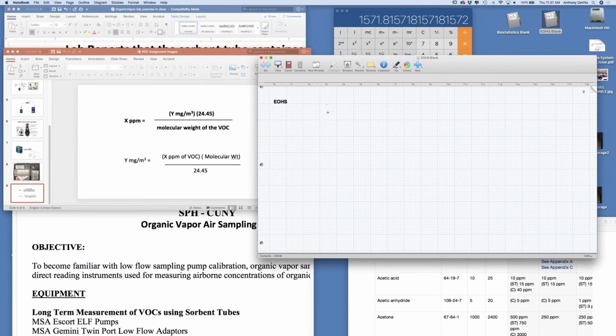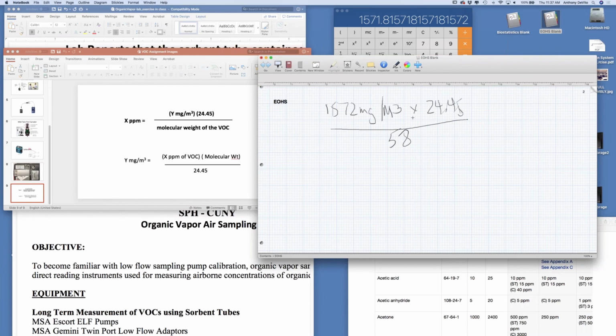So we take our 1,572 milligrams per meter cubed, right? Our milligrams per meter cubed, times 24.45. Those of you that are chemists will recognize that as the mole volume equivalent. One mole of any gas or VOC at standard temperature and pressure is going to take up that number of liters, divided by the molecular weight of this VOC. In this case, it's acetone, and I think we defined it as 58.